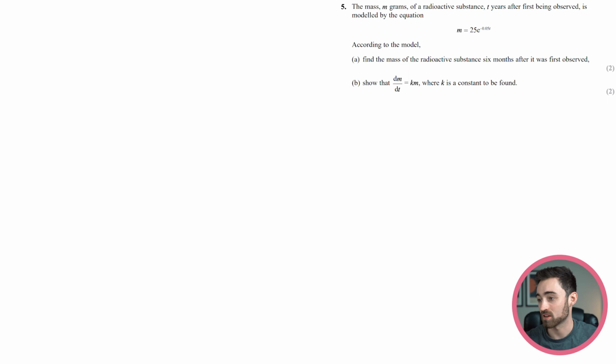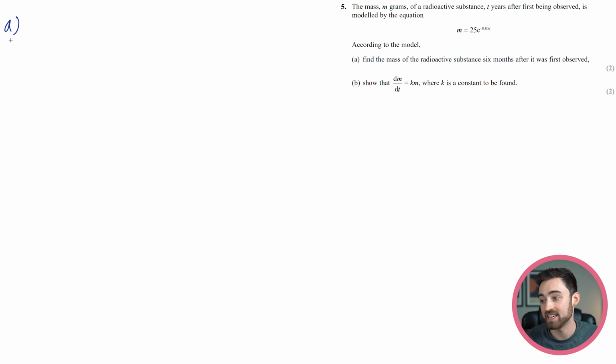The mass m grams of a radioactive substance, t years after being first observed, is modelled by the equation m equals 25e to the minus 0.05t. According to the model, find the mass of this old chestnut 6 months after it was first observed. Well, we just sub t equals 6 in, right? No. I don't think this question's that hard, but the one thing that they might be thinking you could mess up on is using the wrong units for t.